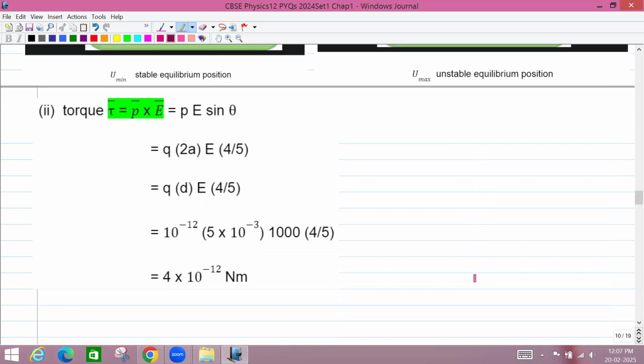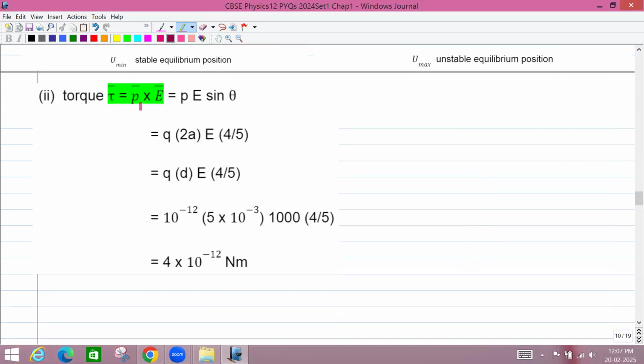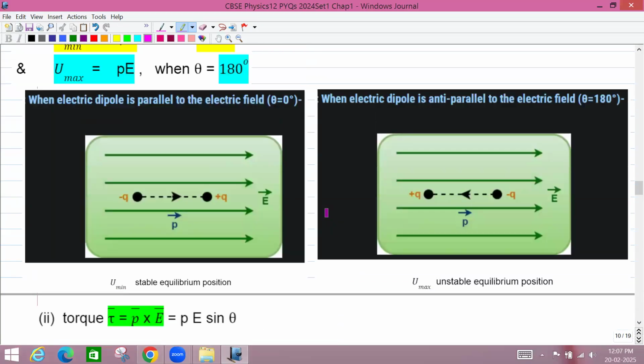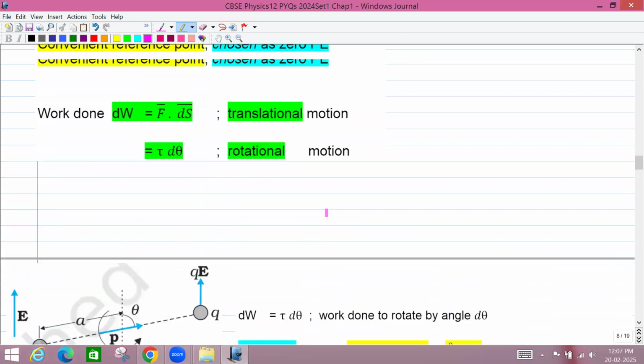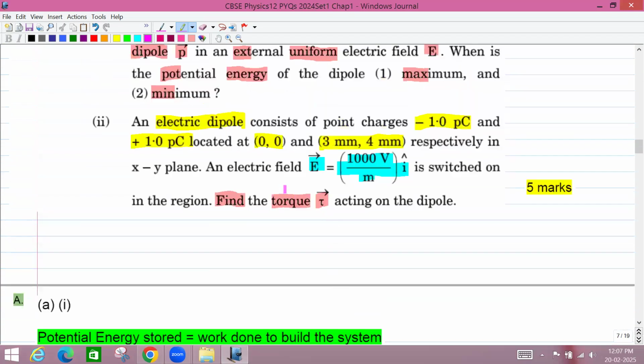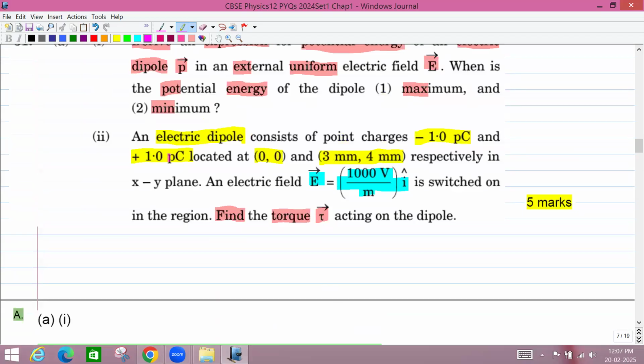Second part of the question, you have to find the torque on a dipole kept in an external electric field, and the formula is P cross E. So it is P into E into sine theta. Theta is the angle between P and E. P is Q into the separation between the charges, 2a or d. And for sine theta here, the two charges are kept at, one charge is placed at the origin, minus Q at the origin, and the second charge plus Q is kept at 3, 4.